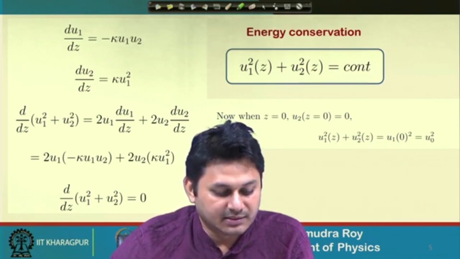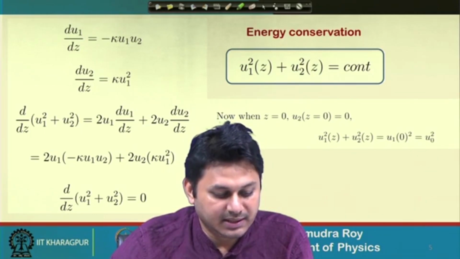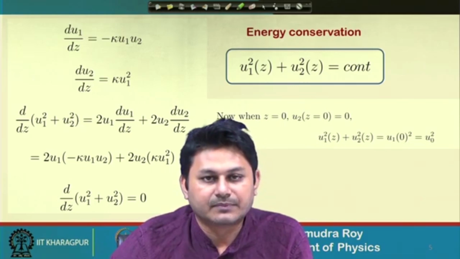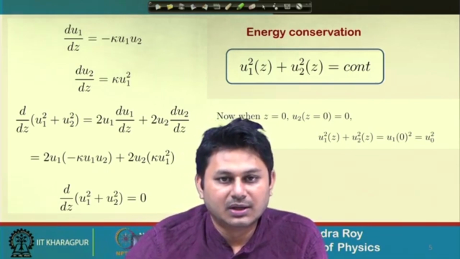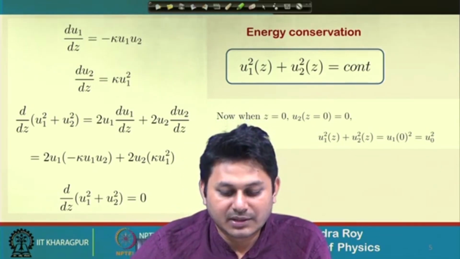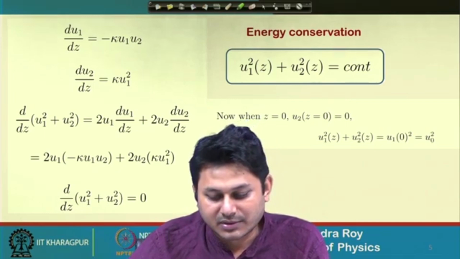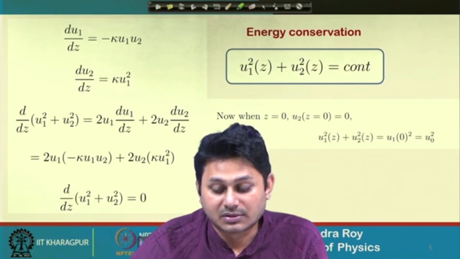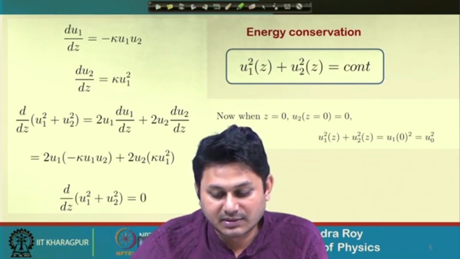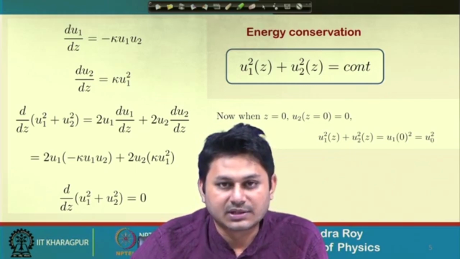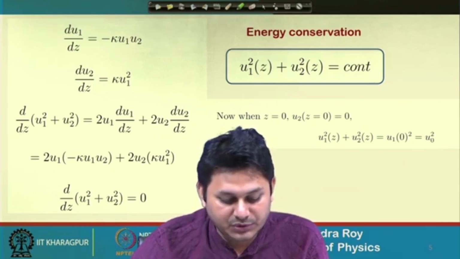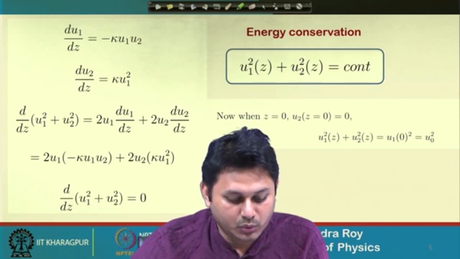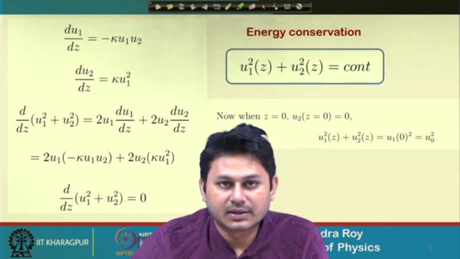Once they cancel each other, we find that d dz of u1 square plus u2 square is 0. So, the derivative of this quantity is 0. That means u1 square plus u2 square is constant, so it is not changing throughout the distance. That means energy conservation holds, so the energy is conserved. Now, another thing we should note is that u1 square and u2 square are conserved.